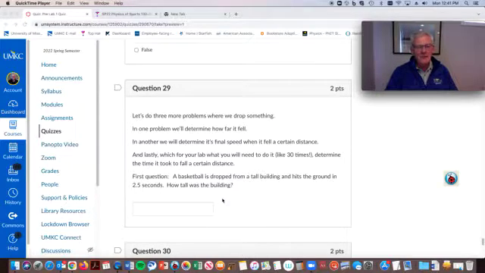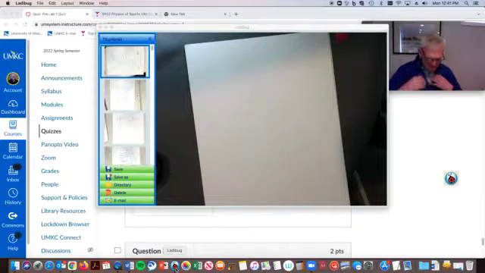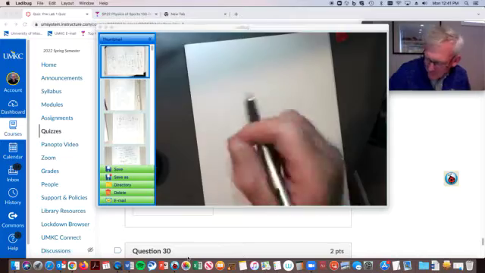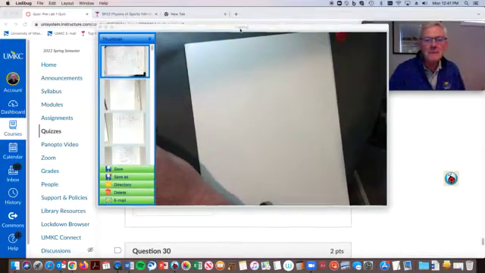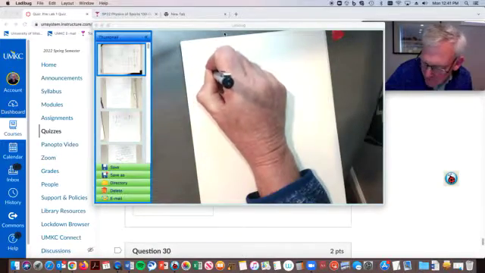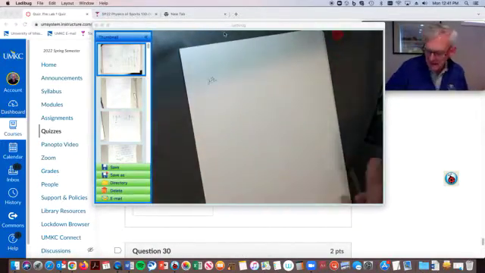So let's take a look at this one real quick. A basketball is dropped from a tall building, and it hits the ground after 2.5 seconds. How tall was the building? All right, let's take a look at this. Did I bring something down here to write with? Yes, I hope this will work. This is problem 29.